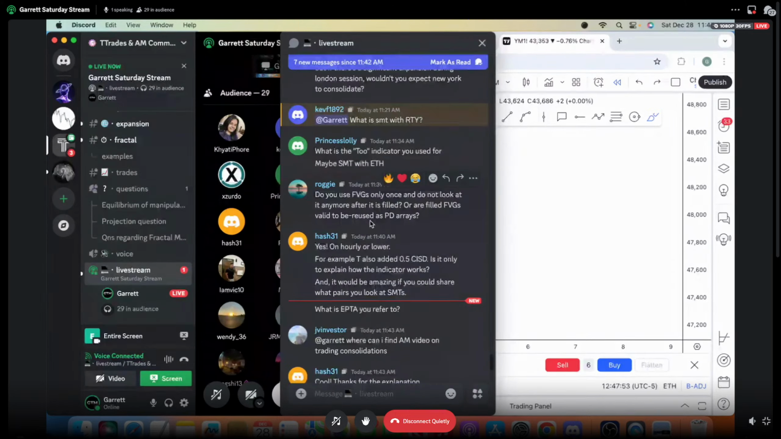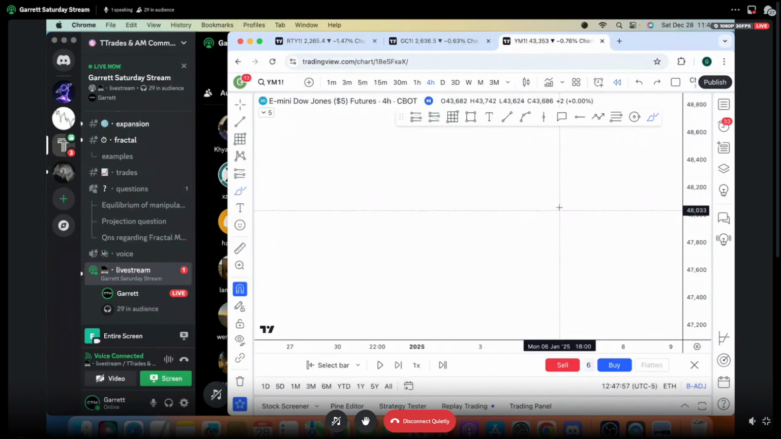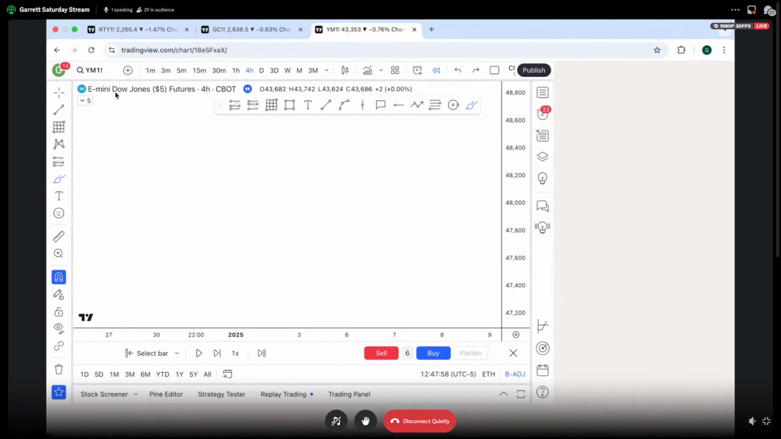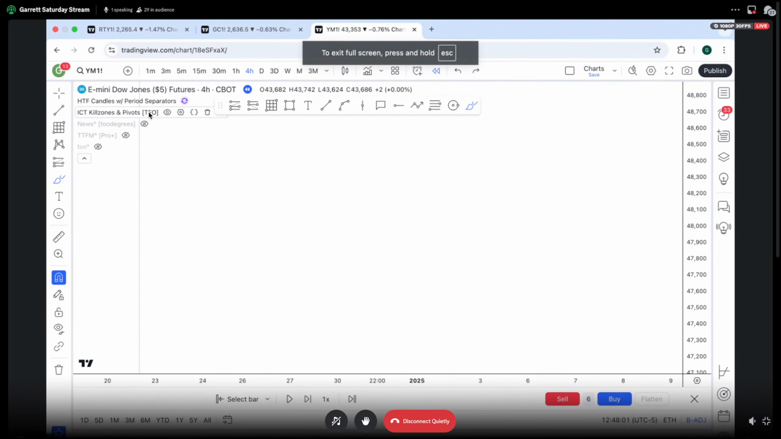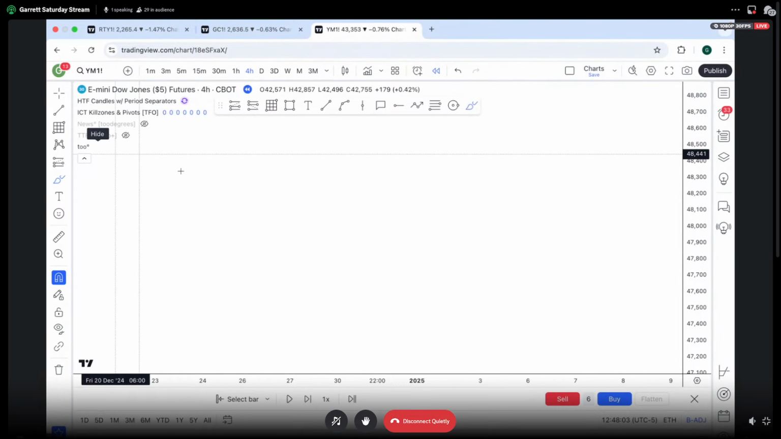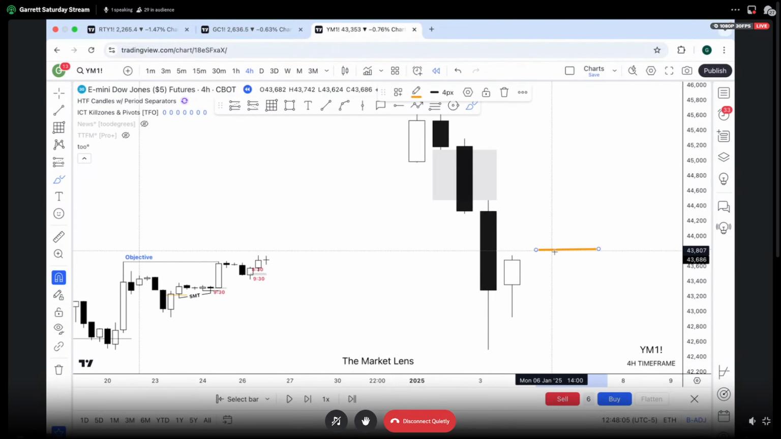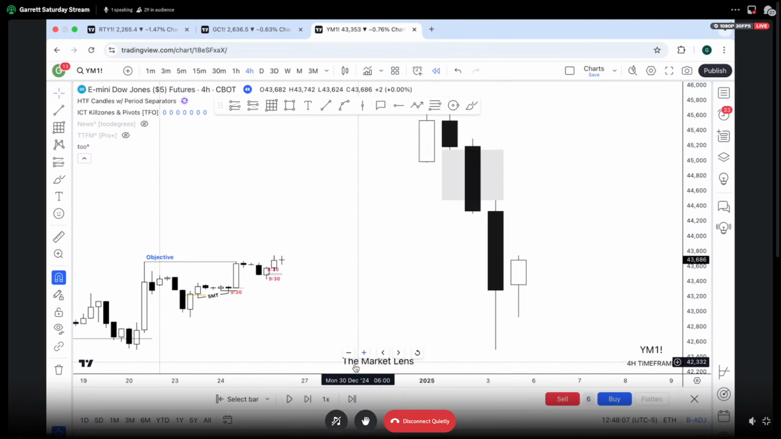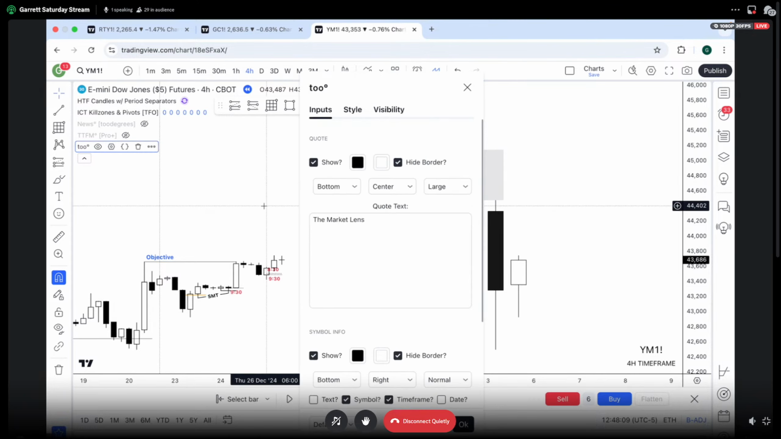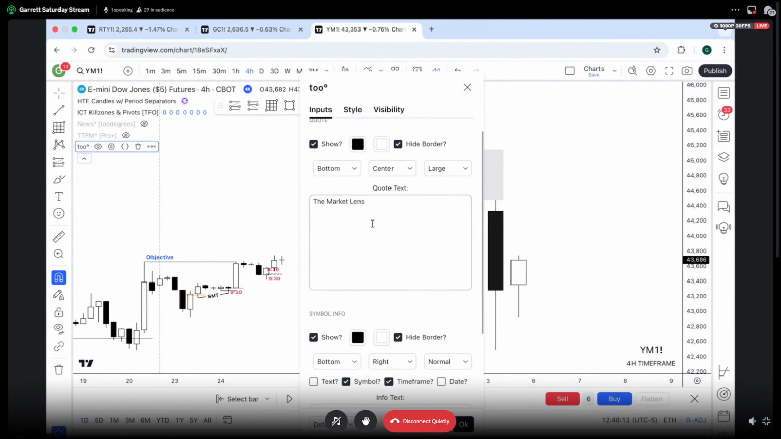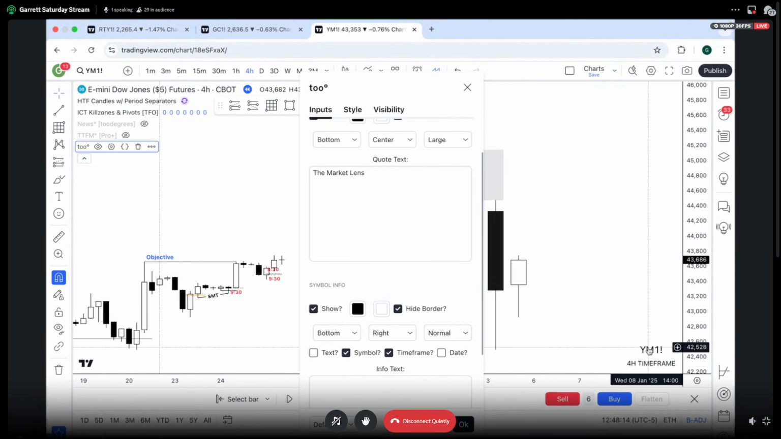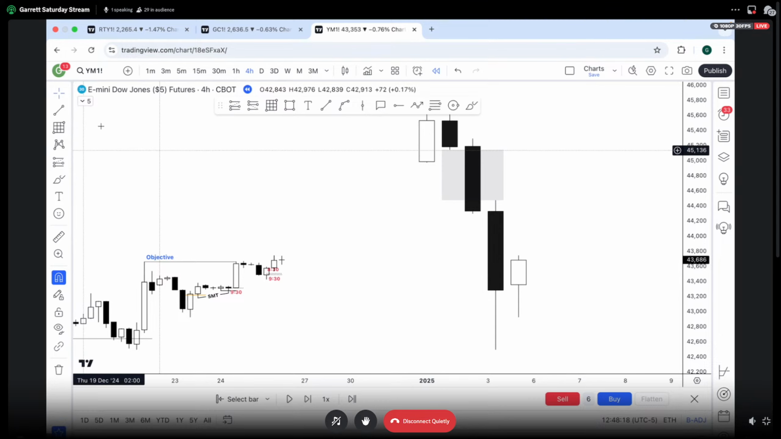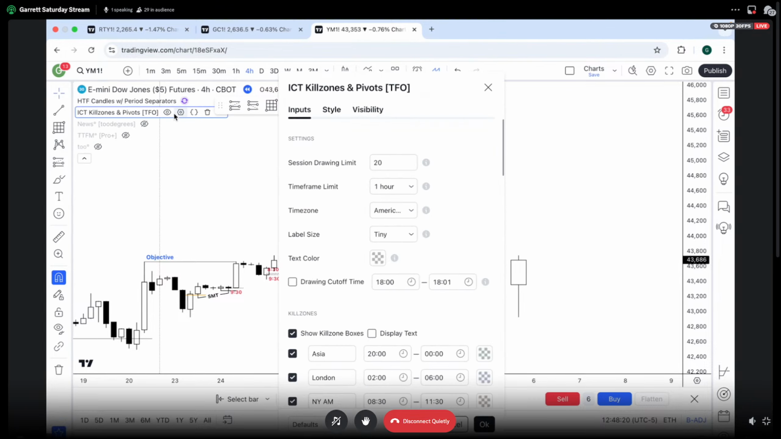What is the two indicator? Wait, oh, this here. This is just a watermark. If you go here, you can just add a quote text here. It also shows you the asset. And if you guys want a kill zone indicator, it's this one: ICT Killzones and Pivots by TFO.